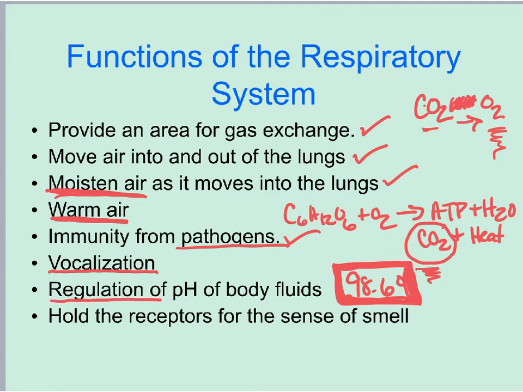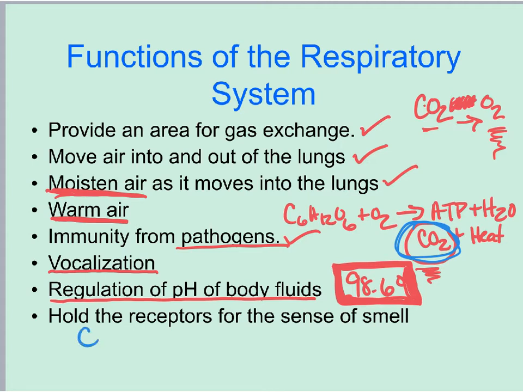Another function of the respiratory system is the regulation of pH of body fluids. And let me see if I can find a place to write this here. Earlier I mentioned that CO2 is a byproduct of cellular respiration, right? But anytime you add CO2, carbon dioxide, to a watery solution, it turns that solution a little bit more acidic, or it lowers the pH of that solution.